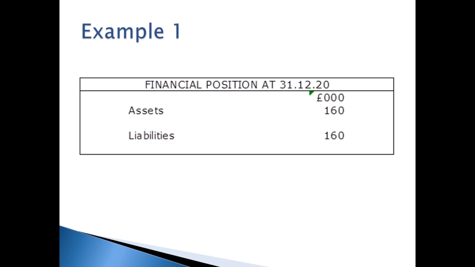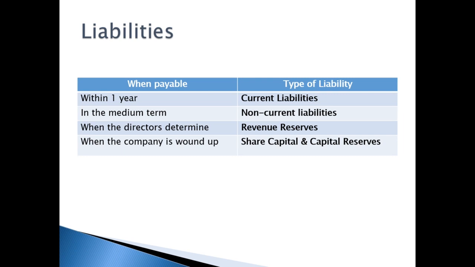First of all, we're going to look at the liabilities. Users tend to focus on what a company owes to other people and the risk of not being able to pay these people on time. These risks may be short-term or longer-term, depending on when the liabilities are payable. So there are different types here.